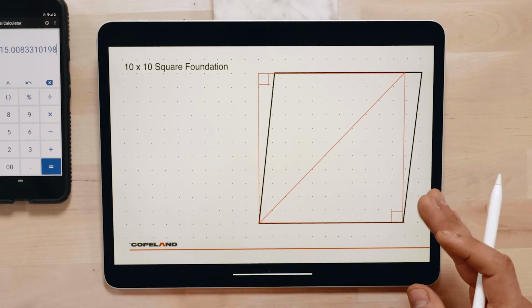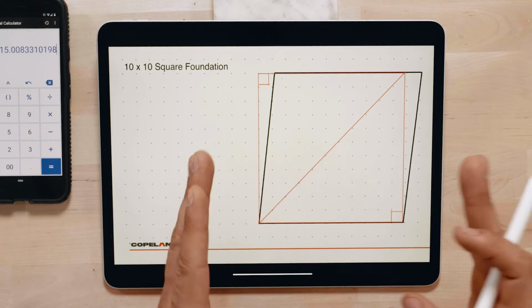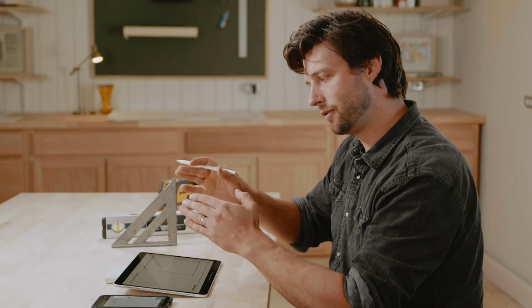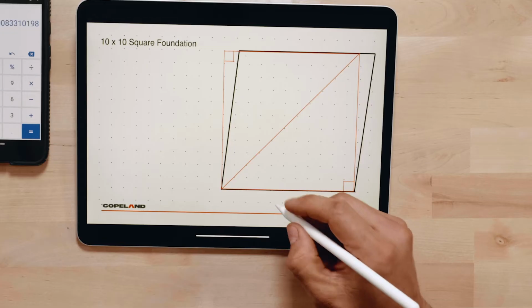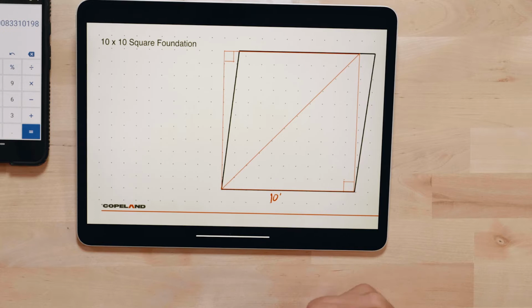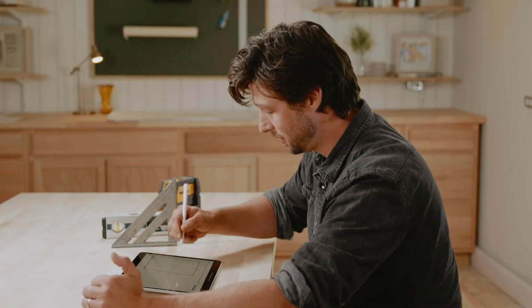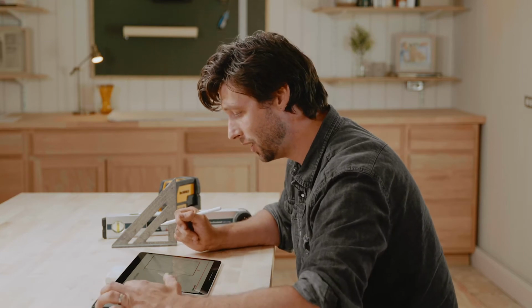So here's our parallelogram that's not square. How do we bring that back to where all four corners are right triangles? All four corners are 90 degrees. Well, we use the Pythagorean theorem. We know that this is 10 feet here. We know that this is 10 feet here. Because it's a 10-foot square foundation, we know that the other ones are 10 feet as well.